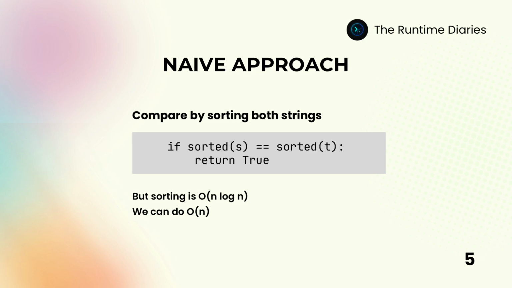The most natural first instinct is to sort both strings and compare them. If the sorted versions match, they're anagrams. If not, they're not. This works, but it costs O of n log n time because sorting isn't free. So we can do much better.